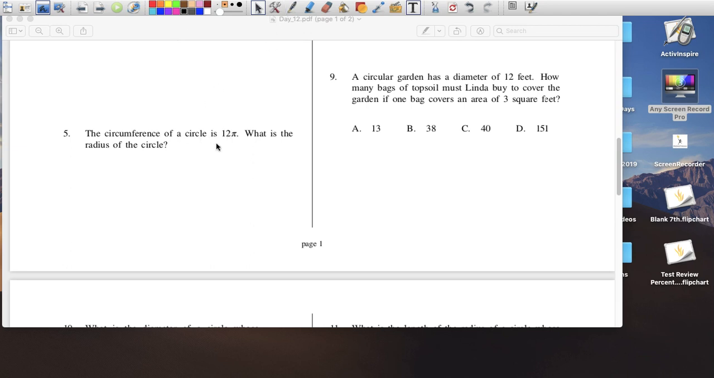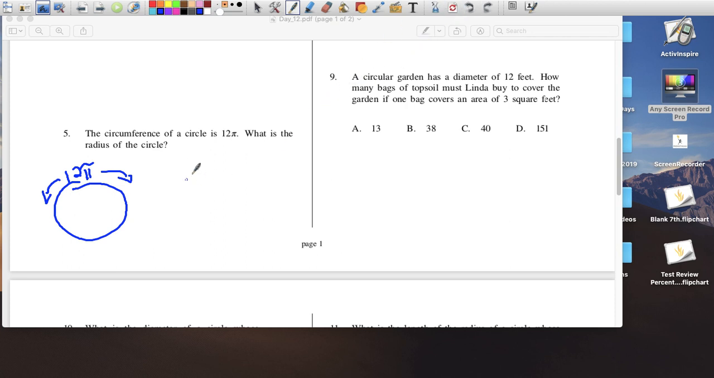5. The circumference of a circle is 12 pi. What is the radius of the circle? So again, same thing. Here's a circle. If I were to take a walk around the circle, it'd be 12 pi, and they want us to use that information. Remember, I want to find the radius of the circle.